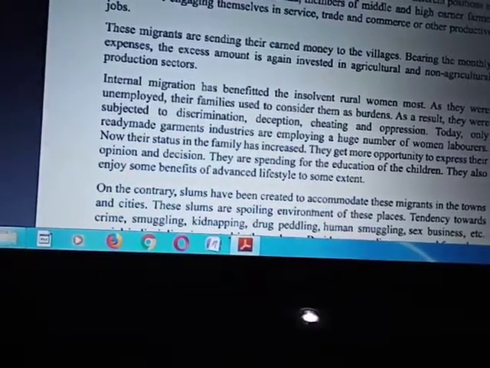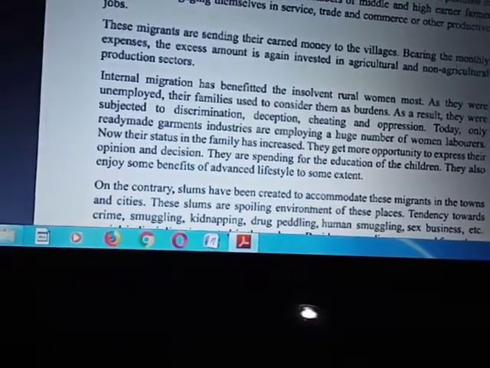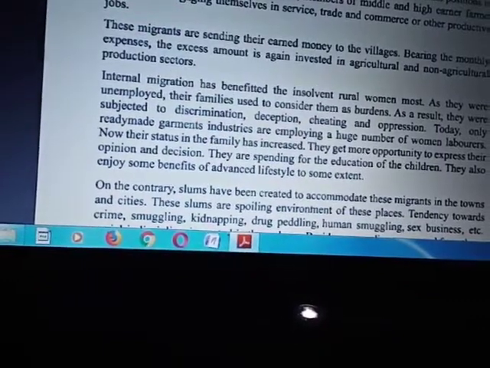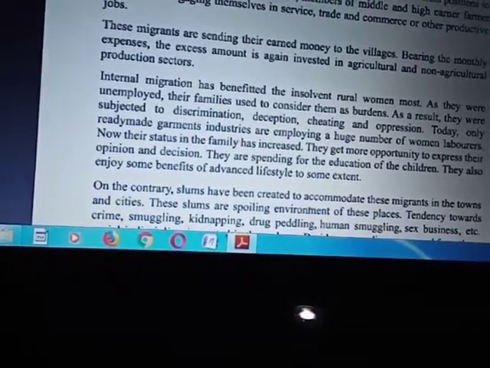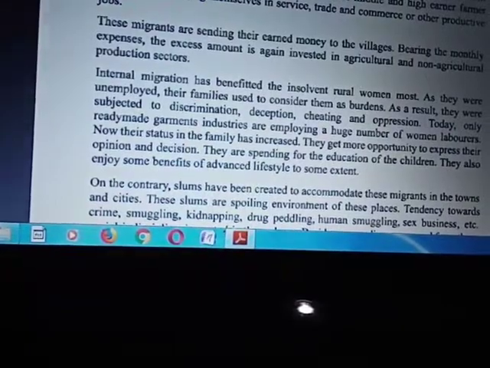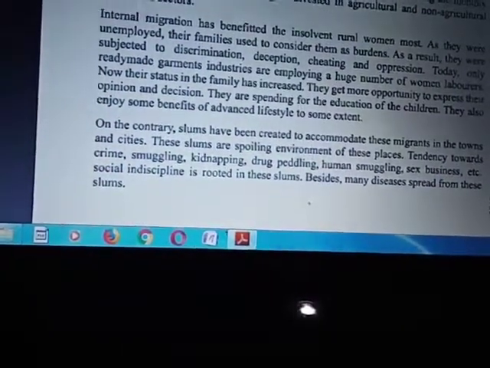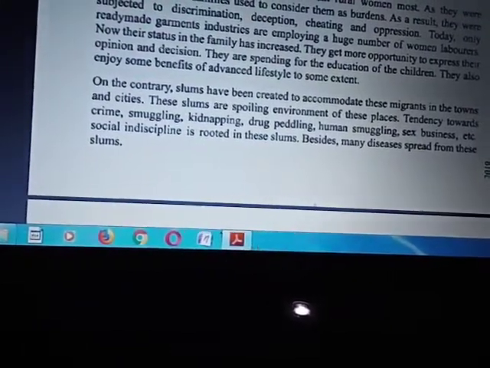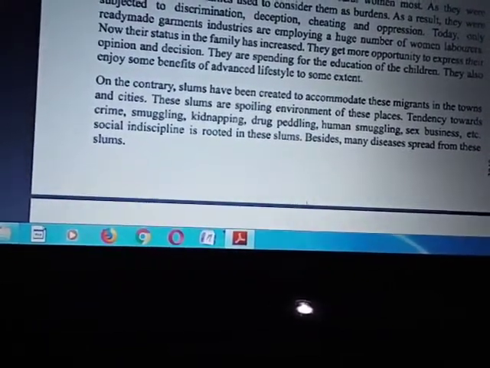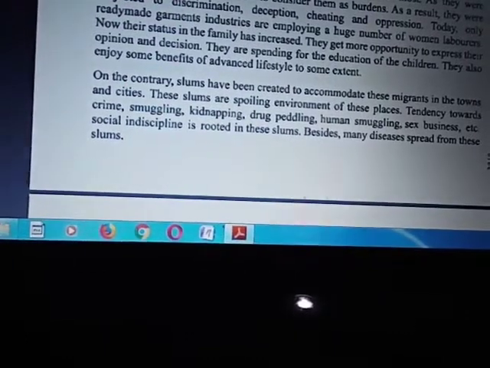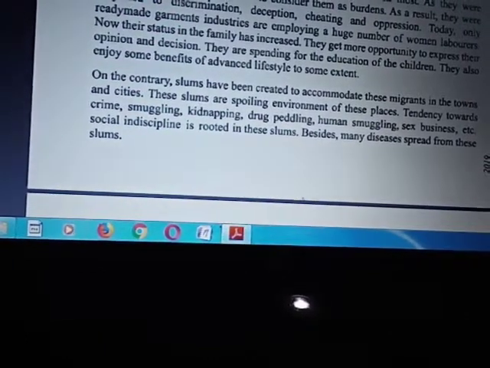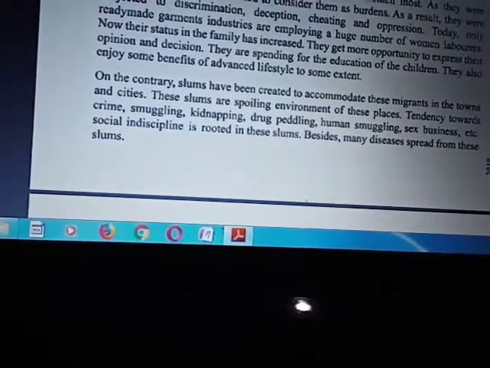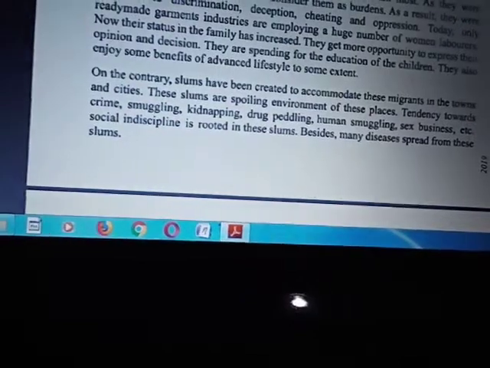On the other hand, members of middle and higher earning farmers' families are engaging themselves in service, trade, commerce, or other productive jobs. These migrants are sending their earned money to the village, like our relatives or our country's people who are living abroad and send their money to the country for their relatives, and this money is called remittance.